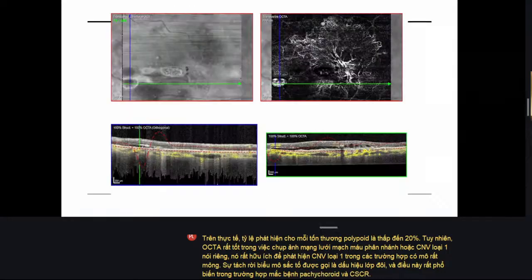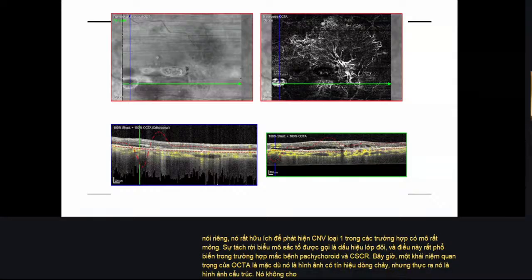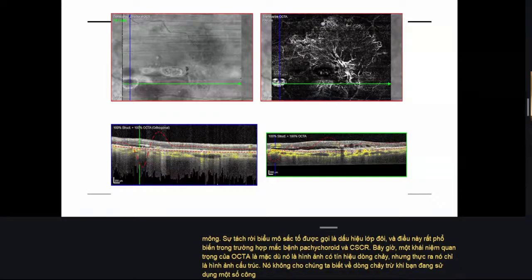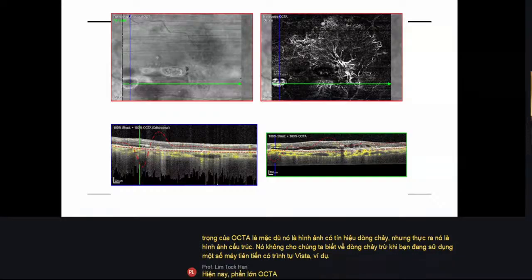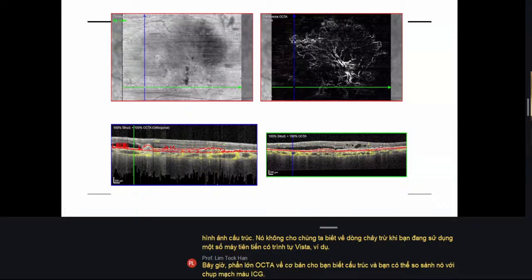Now, the important concept of OCTA is that although it is imaged with flow signal, it is actually a structural imaging. It doesn't tell us the flow unless you are using some advanced machine that has, for example, VISTA sequence. The majority of OCTA basically tells you the structure, and you can compare this to ICG angiogram. Another important concept of OCTA is that it works if you segment it correctly.